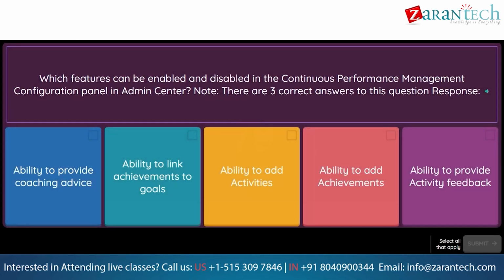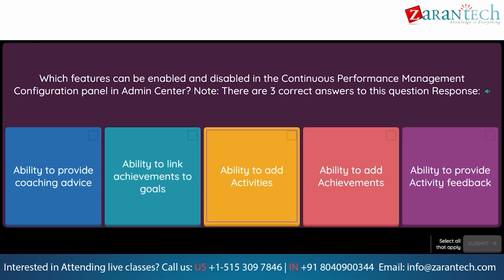Question: which features can be enabled and disabled in the Continuous Performance Management configuration panel in Admin Center? Note, there are 3 correct answers to this question. Response: Option 1 ability to provide coaching advice. Option 2 ability to link achievements to goals. Option 3 ability to add activities. Option 4 ability to add achievements. Option 5 ability to provide activity feedback.